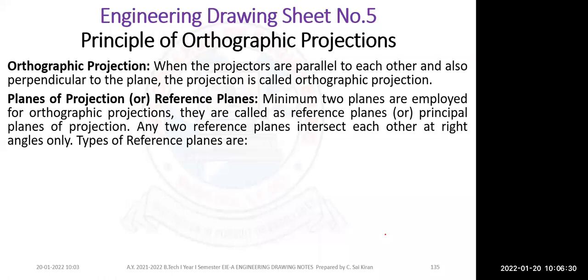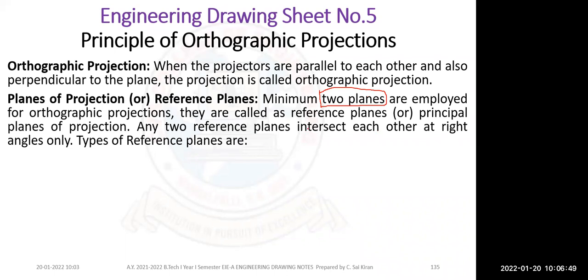So there are two types of planes: the horizontal plane and the vertical plane. Generally, we consider two planes, horizontal and vertical. There are different types of planes, but we need a minimum of only two planes in order to represent an object. Generally, we take the horizontal plane and the vertical plane.